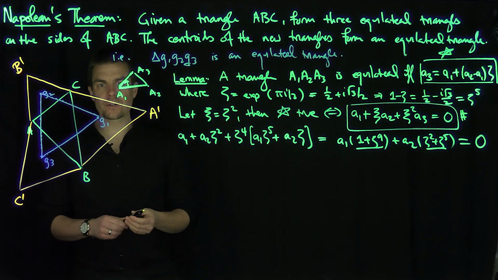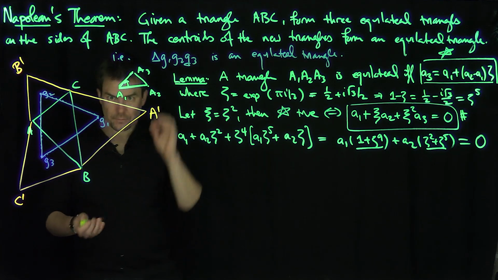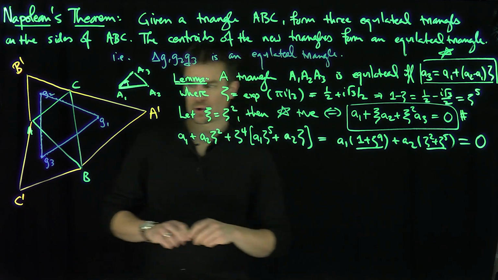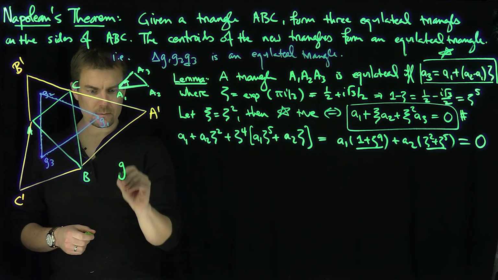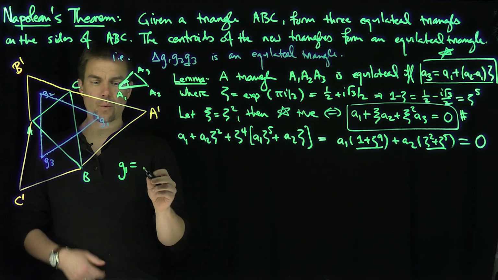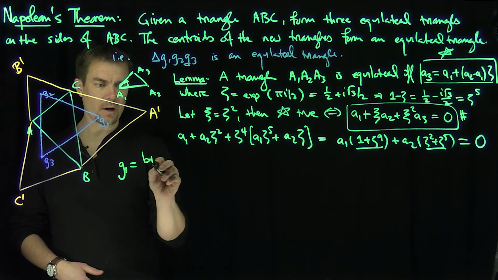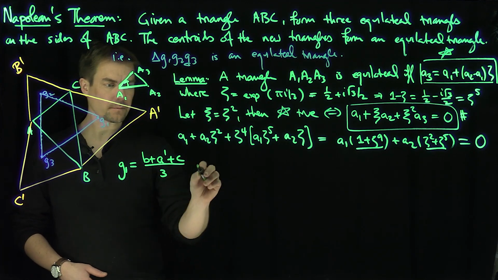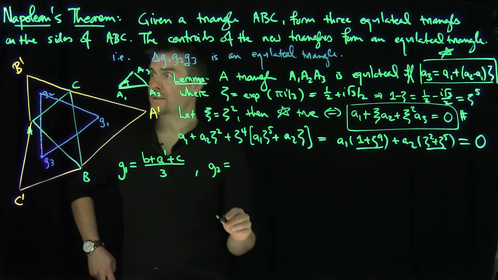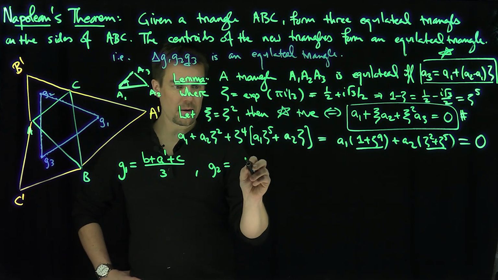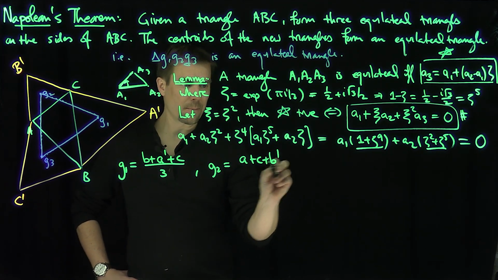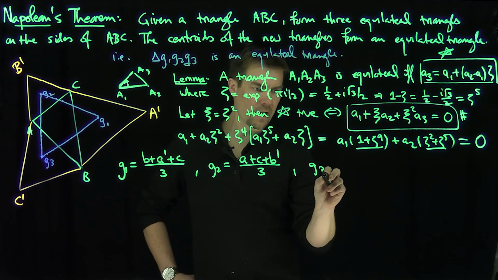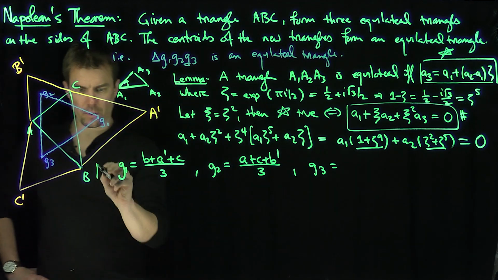Excellent. All right, so now what we're going to do is the following. So now we're going to write down the coordinates for G1, G2, and G3. So now what is G1? G1 is really B plus A prime plus C over 3. G2 is going to be what? Is going to be A plus C plus B prime over 3. And G3 is going to be what? And so here's the proof of Napoleon.